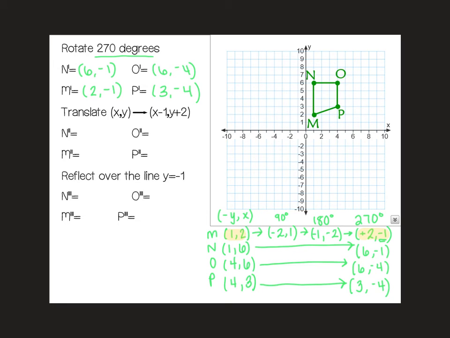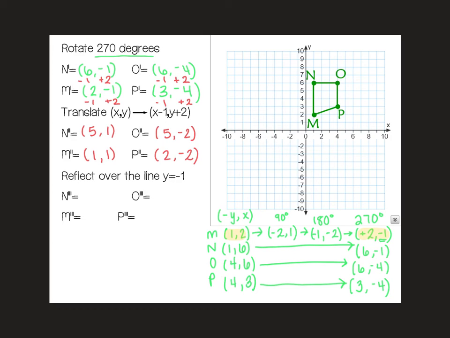So for the next one, I'm going to translate x minus 1, y plus 2. I'm going to do this algebraically since I'm not graphing, so I would want to subtract 1 from each x value and add 2 to each y. So for n double prime, I would get 5, 1. For m double prime, I would get 1, 1. For o double prime, I would get 5, negative 2. And for p double prime, I would get 2, negative 2.